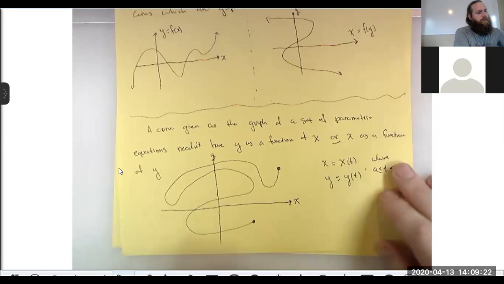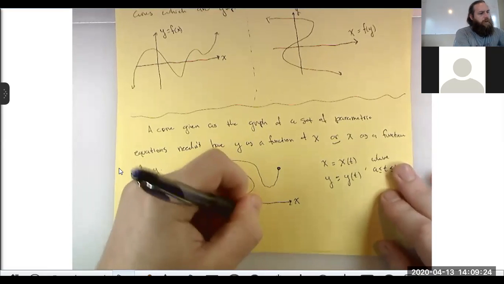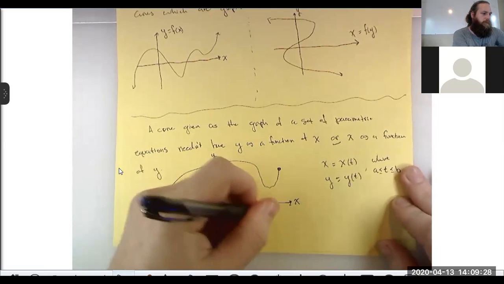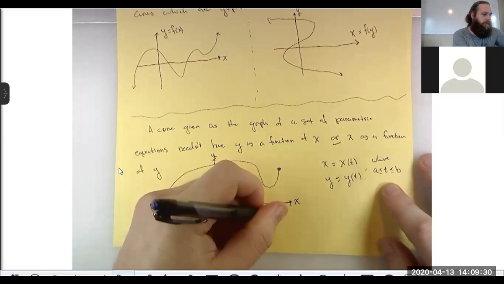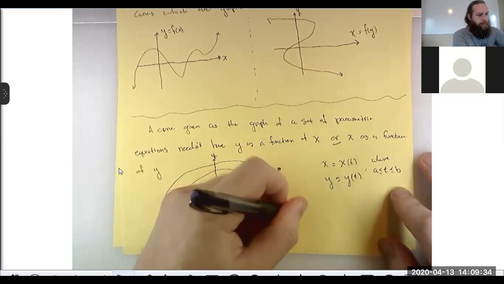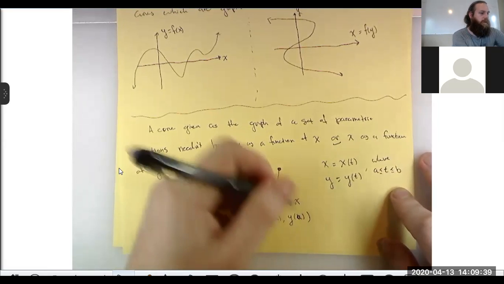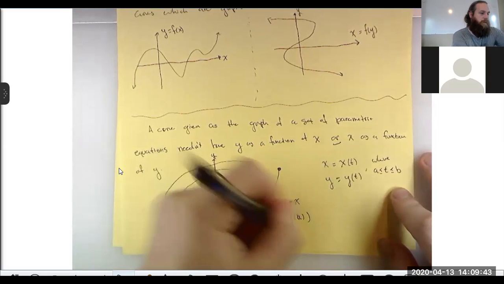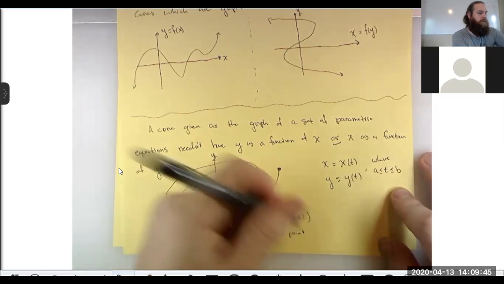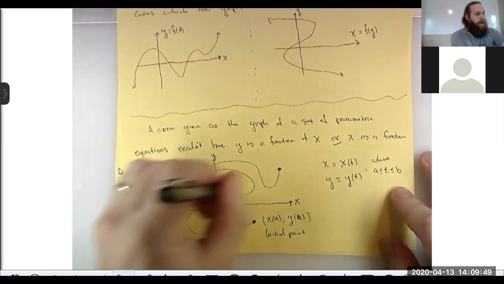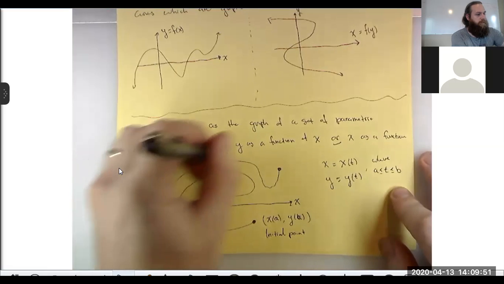So the point where we start is the point associated with time t equals a. We usually consider the variable t as being time. So this would be x of a, comma y of a, and we call this the initial point, or the starting point. And then I think of a particle as walking along this path as time advances.